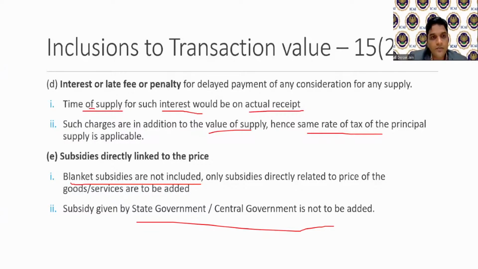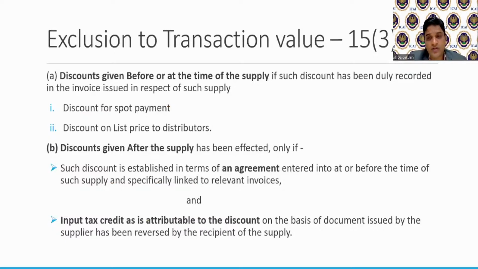Next is exclusion to transaction value. What is excluded? Discounts given before or at the time of supply, if such discount has been duly recorded in the invoice. In the invoice, I have to reduce it clearly, because before the supply, where will I reduce? I will reduce from my sale value itself.